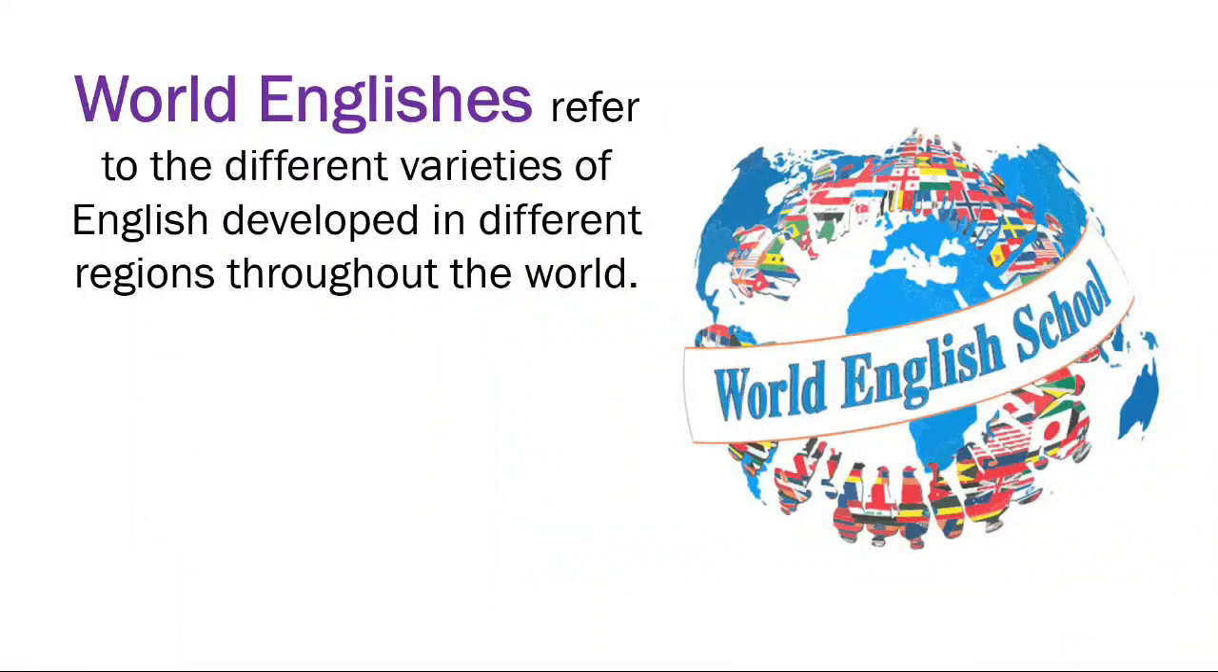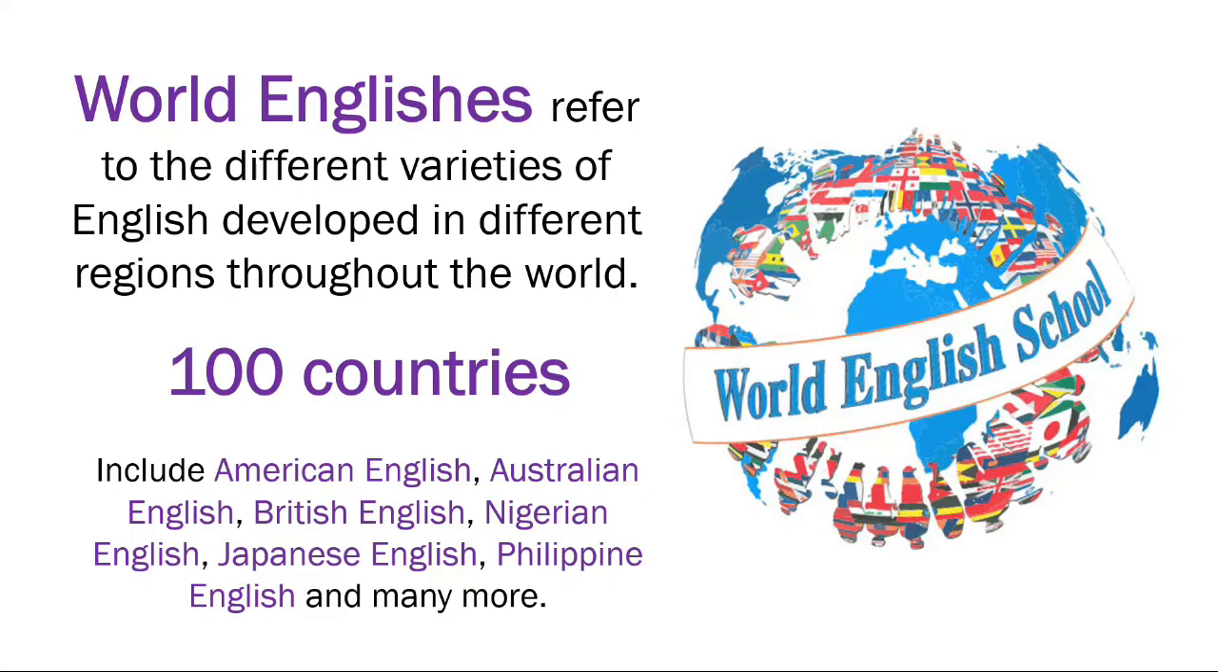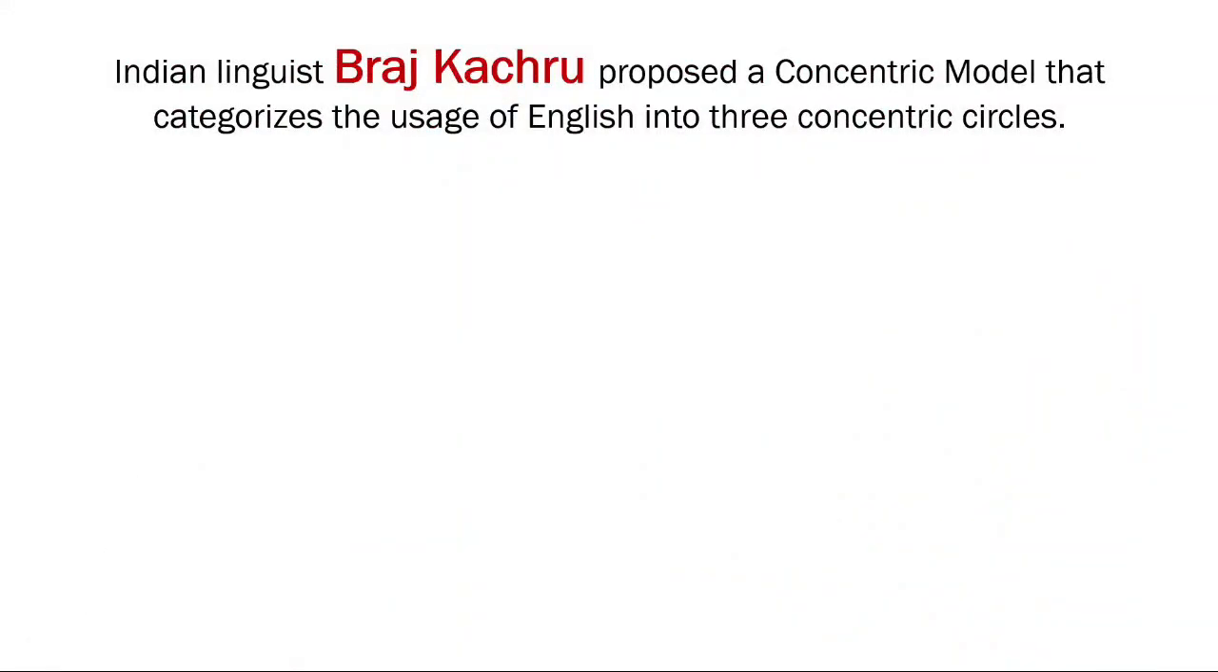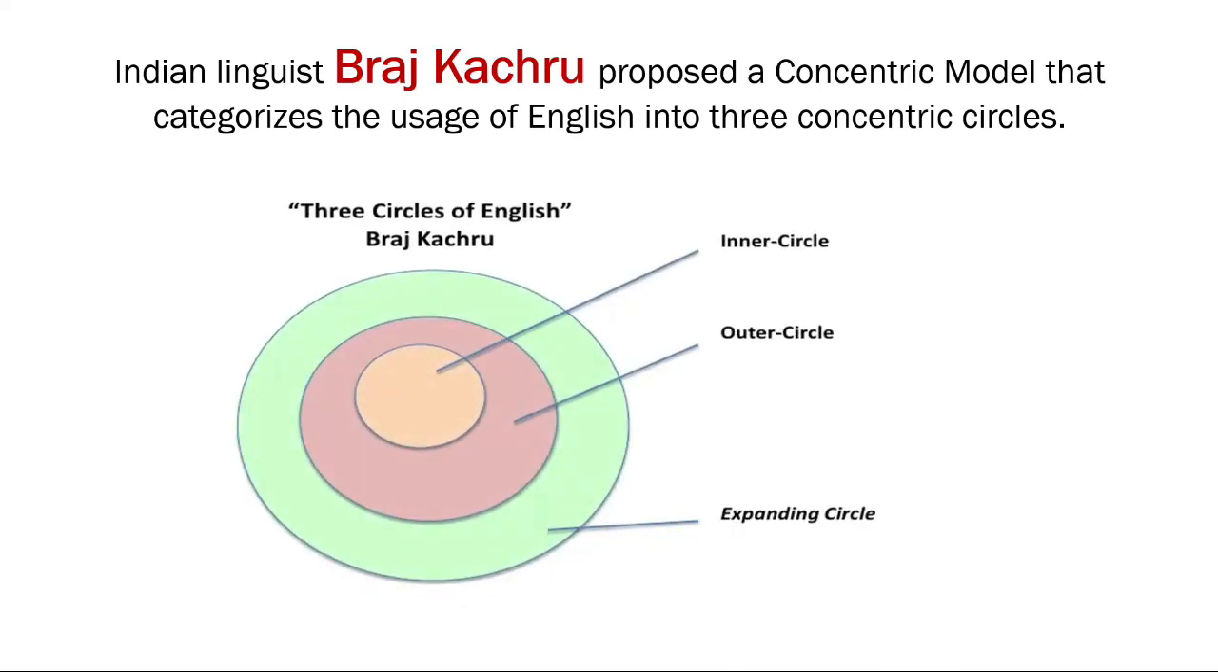Alright. World Englishes refer to the different varieties of English developed in different regions throughout the world. Varieties of world Englishes, of course, no, are being spoken in more than 100 countries. So they include American English, Australian English, British English, Nigerian English, Japanese English, Philippine English, and many more. Alright. In line with this, Indian linguist Braj Kachru proposed a concentric model that categorizes the usage of English into 3 concentric circles. So this is what we call the 3 circles of English by Braj Kachru: the inner circle, the outer circle, and the expanding circle.